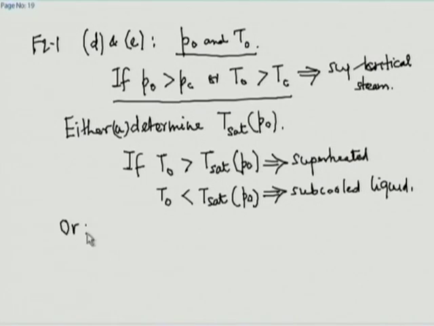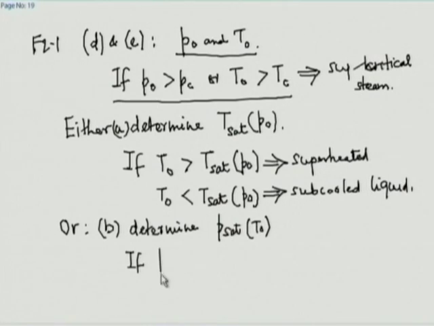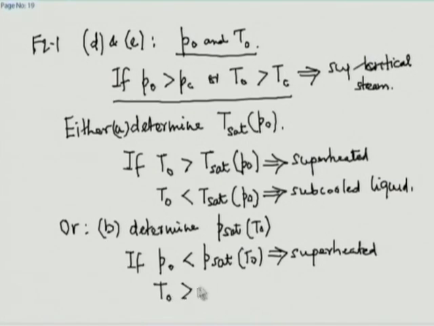Or B, determine, that means read off, P sat corresponding to T naught. Here the inequality changes. If P naught is less than P sat at T naught, then we have superheated steam. And if P naught is greater than, sorry, this should be P naught, P sat at T naught, then you have subcooled liquid.